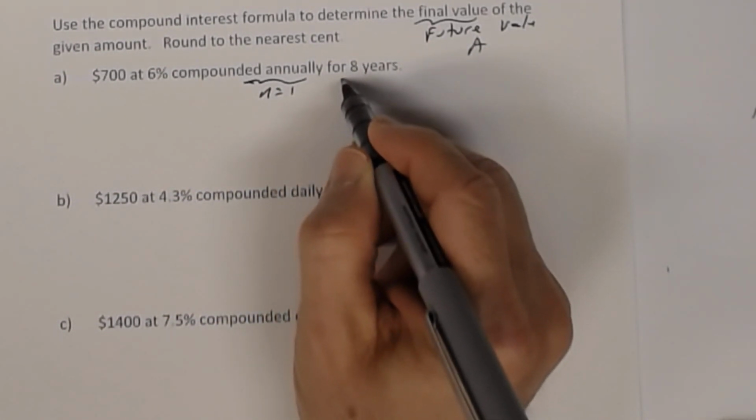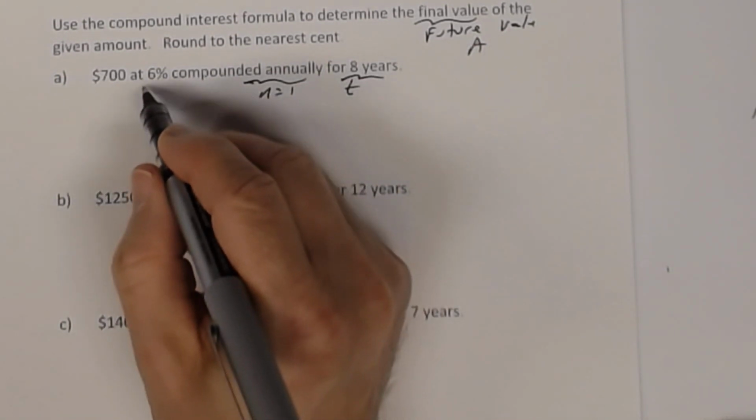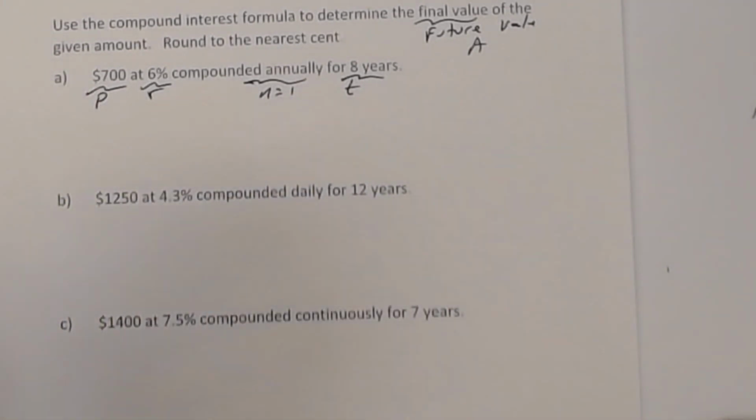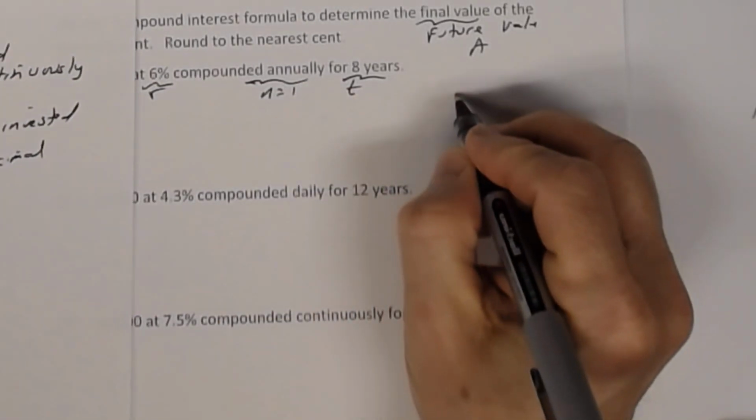8 is your years, I mean, your time. So t is time here, right? This is your rate, so that's r. And 700 is your principal. So that's the information you need. And so again, you're going to use this formula. Go ahead and write it out here.